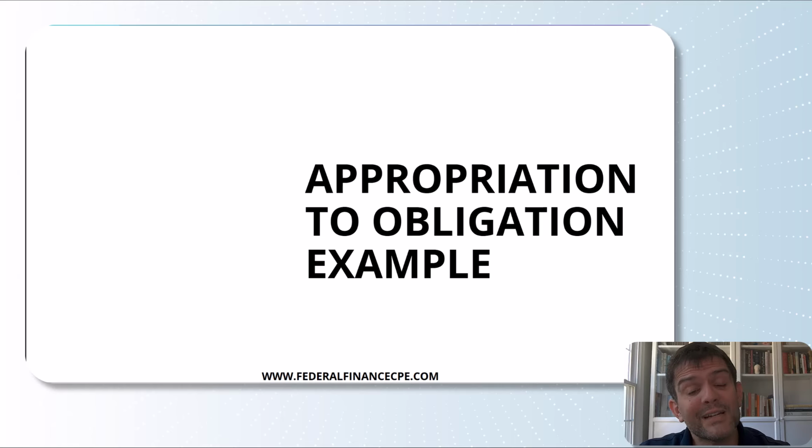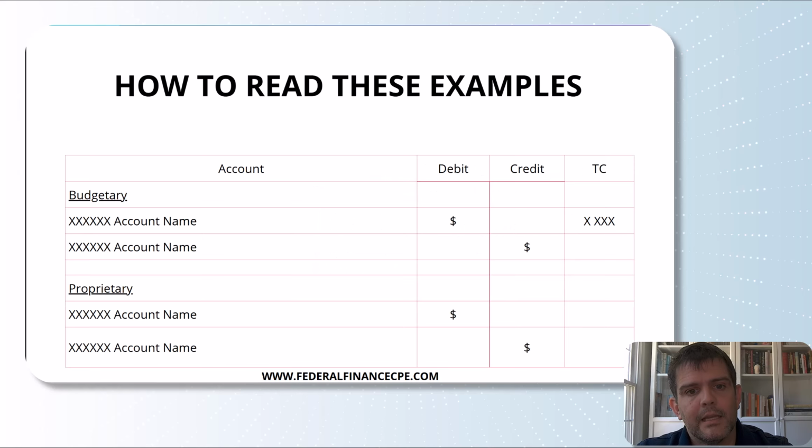So now look at a real example. Well, realish, of an appropriation to obligation example. Now, before we get into this, I want you to see how I'm going to show the accounting entries. This is essentially a journal entry, right?